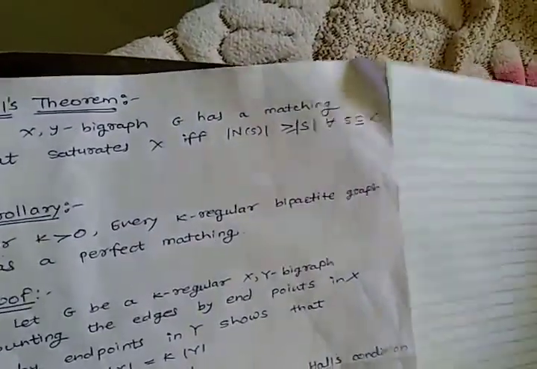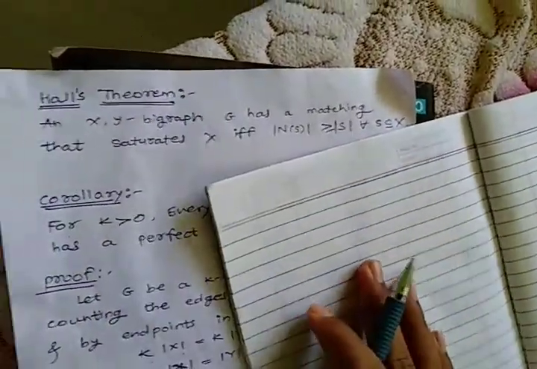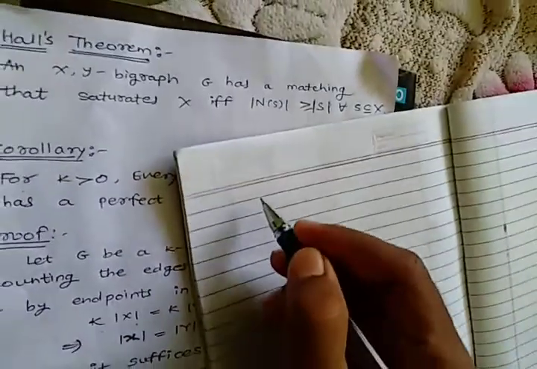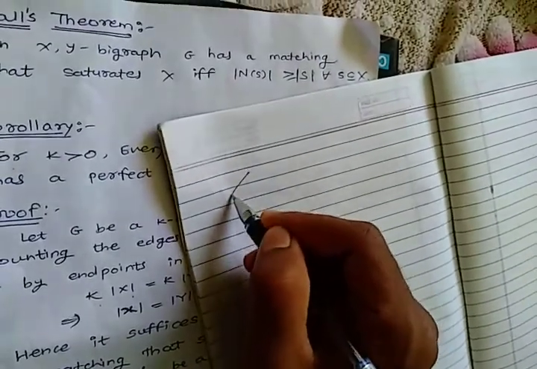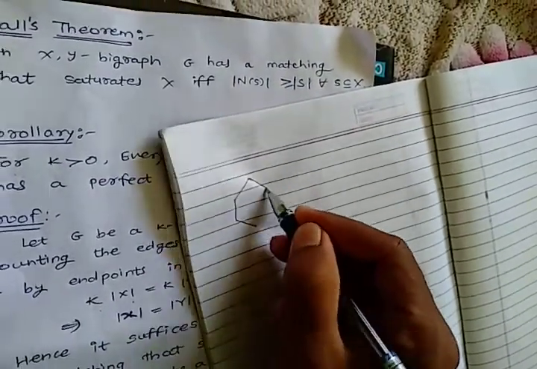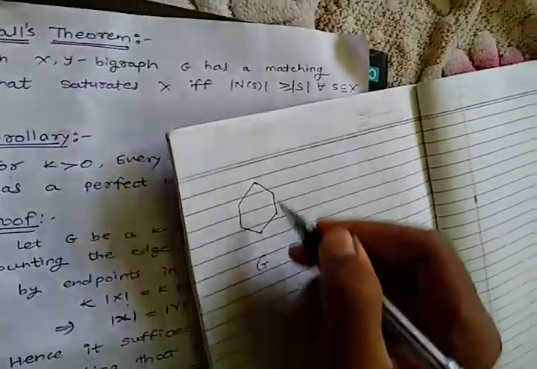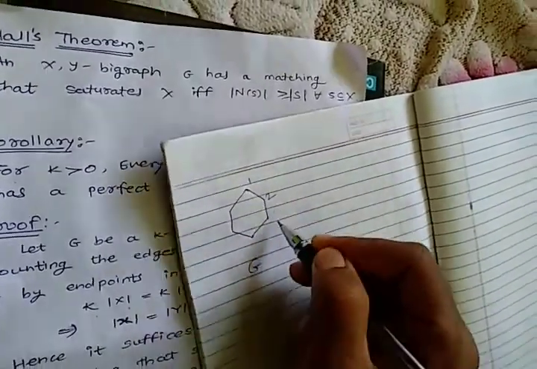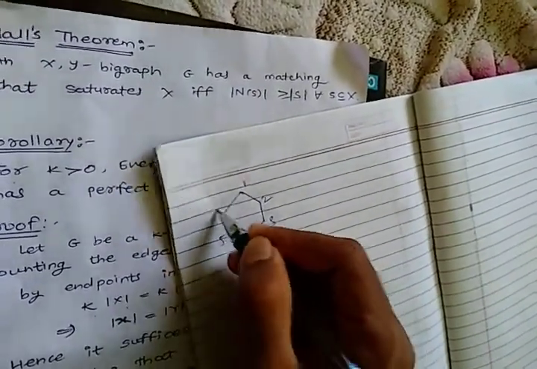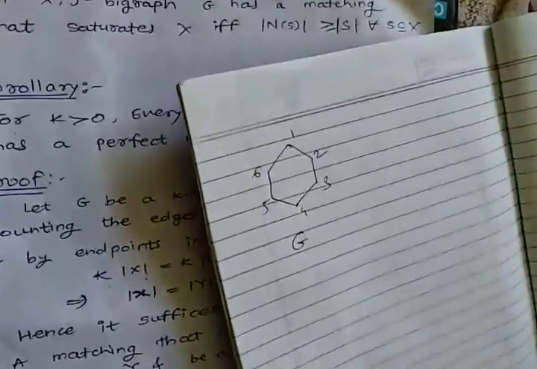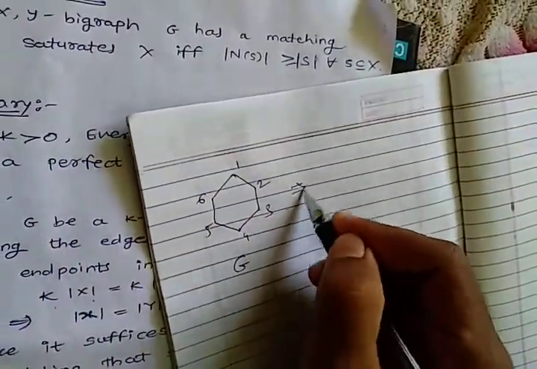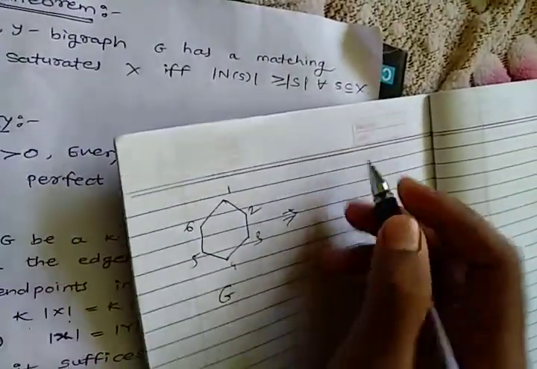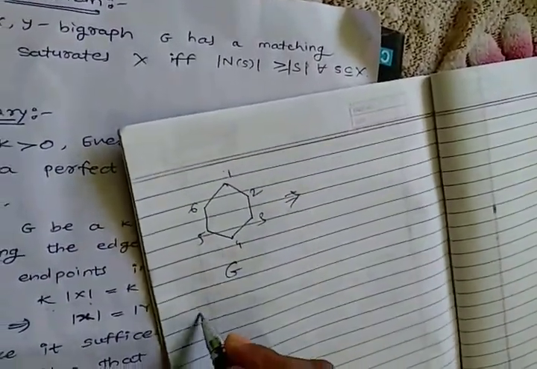Matching means, first we see what is a matching. Okay, we take any graph. This is a graph G with vertices 1, 2, 3, 4, 5, 6. Six vertices. Okay, we want a matching of this graph G. Matching means, we see the definition.